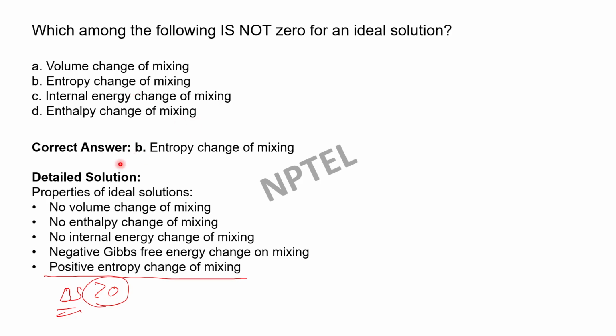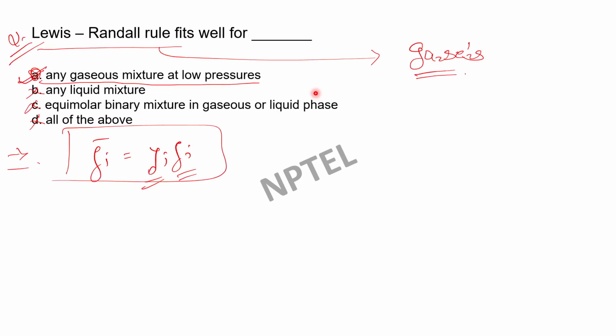Okay, so these are some of the concepts that I'm given. Please try to remember this, guys. So the property of an ideal solution, even if they ask different things, but you know what an ideal solution is. The properties are no volume change of mixing, no enthalpy change of mixing, no internal energy change of mixing, negative Gibbs free energy change of mixing, and positive entropy, because the entropy of the universe goes on increasing. So delta S is greater than zero, and the correct answer will be that entropy change of mixing is not zero for an ideal solution. Okay, we'll quickly move on to the next question.